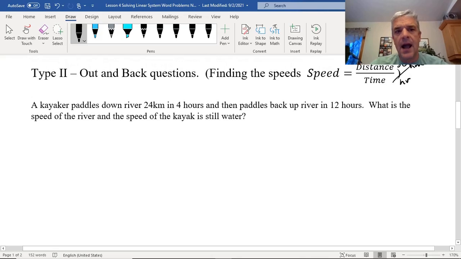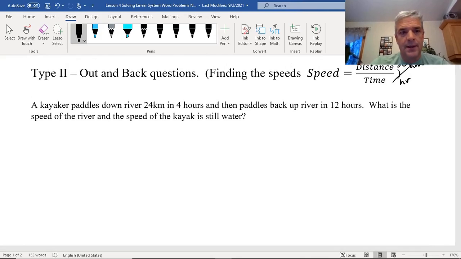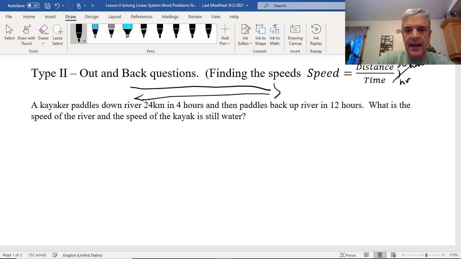So in this case, a kayaker paddles down a river. Big surprise, outdoor ed teacher. So a kayaker paddles downriver 24 kilometers in 4 hours and then paddles back upriver in 12 hours. So it'll be the same distance. So you're going to go one way, right? This will be downriver, and then another way you go back to the beginning again, okay? The river obviously is not a very fast current in order to do that, otherwise you would never accomplish that.